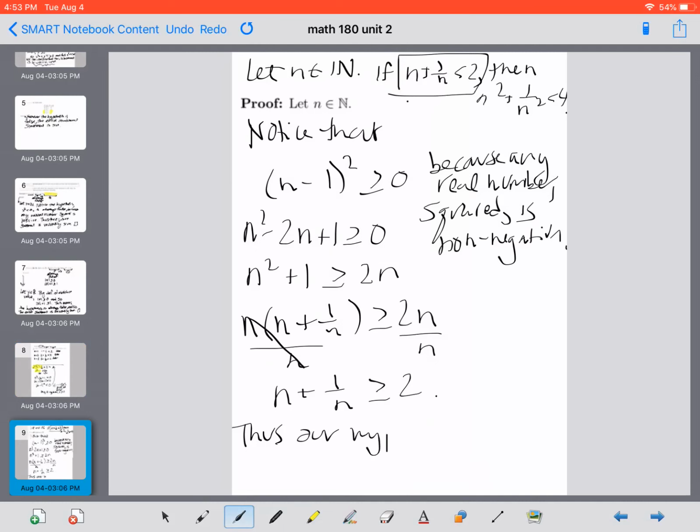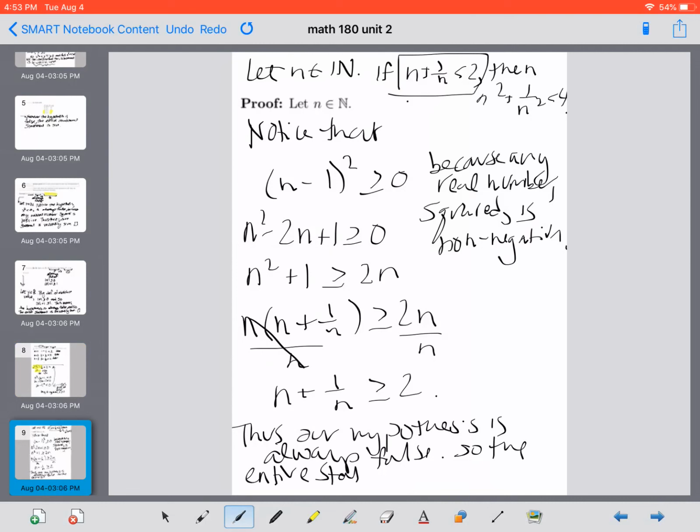Our hypothesis is always false, so the entire statement is trivially true. Vacuously true. That's the end of our argument.